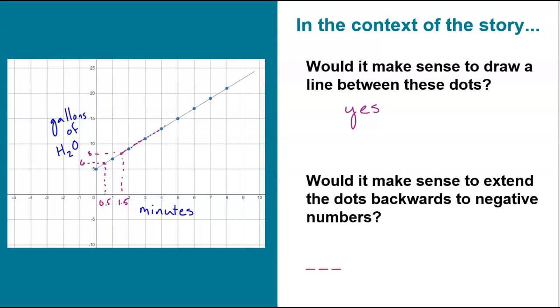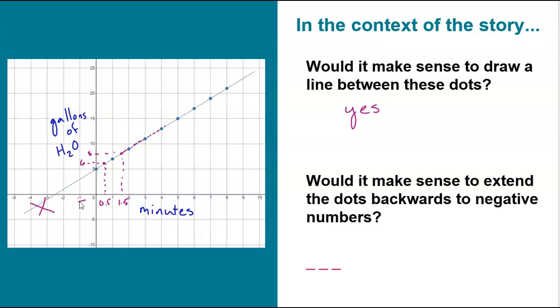Okay, and then our next question is, would it make sense to extend the dots backward to negative numbers? So let's see if I can select this line and then just drop backwards. Does this make sense to extend it back here? What do you think? Well, we know that negative values for the pool, like negative gallons, that doesn't make sense. This down here, negative gallons doesn't make sense. We don't even know what that means. Are we like pulling water up from where it didn't exist in the pool? It doesn't make any sense.